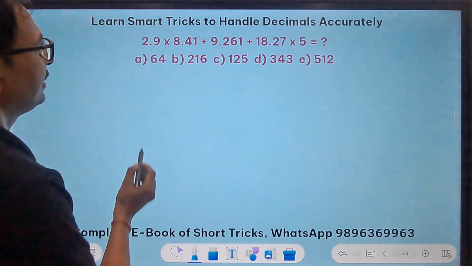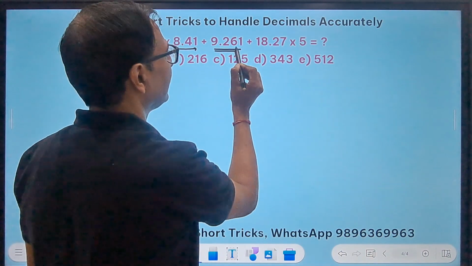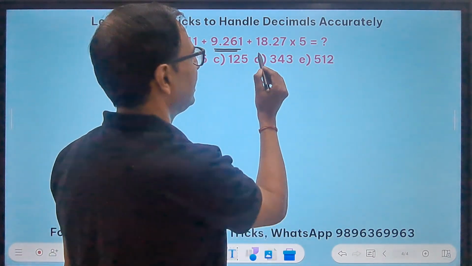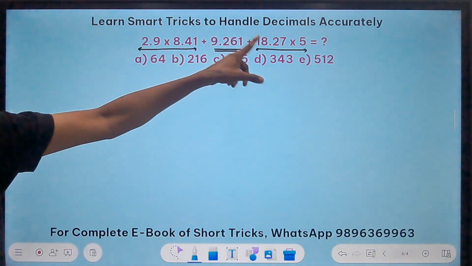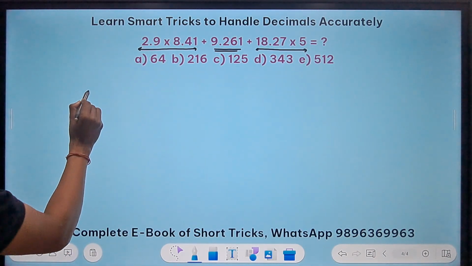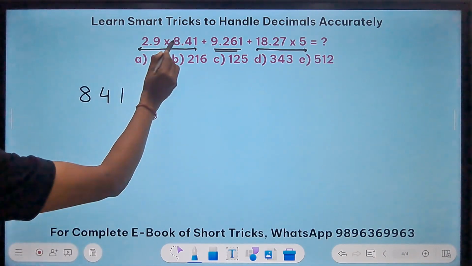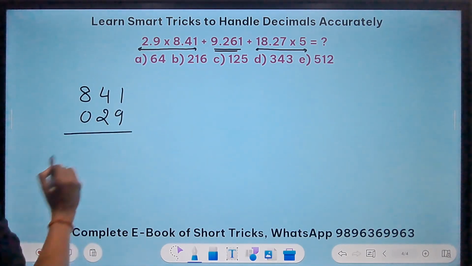Here you can see again we have a multiplication problem, and then this is a single decimal, and then again we have a multiplication problem. Then we have to add the three parts to get to our final answer. So how do I do this? 841, this number, and 29. So you can put a 0 and go vertically and crosswise again.